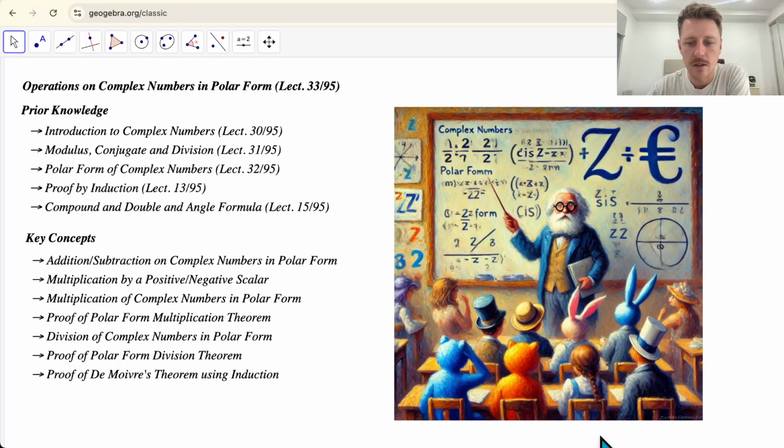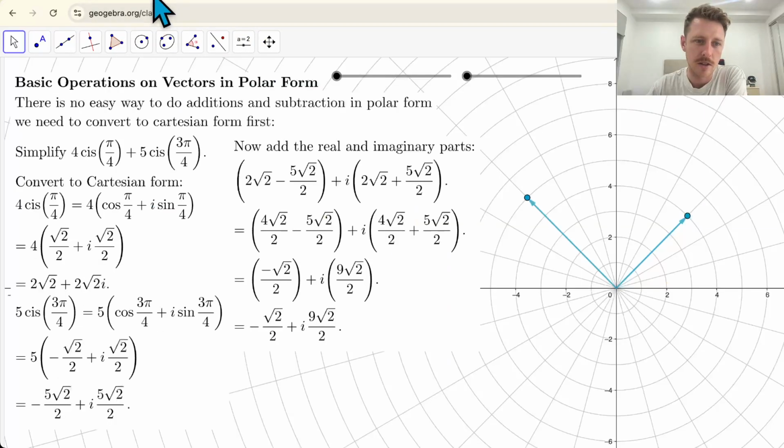I've never learned how to say this, so let me pause and find out how to actually say it. De Moivre's theorem using induction. So we'll look at that. Let's jump into it, see if we can make some sense of this stuff.